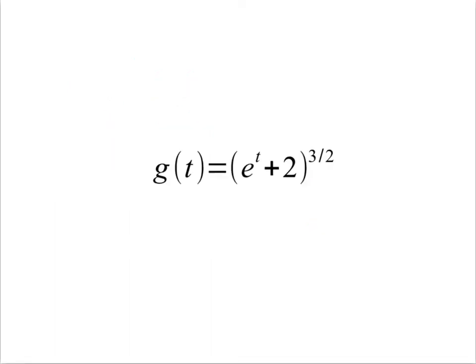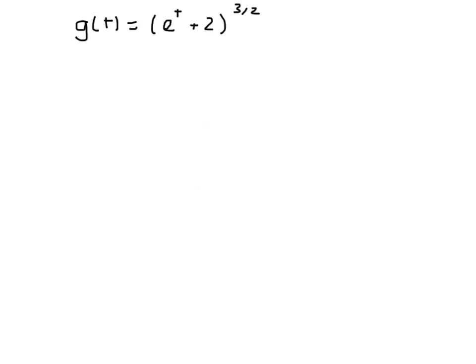This function is a little more interesting. We've composed e to the t plus 2 inside the function u to the 3/2. So let me give myself a little more space and then we'll attack this problem. We're going to need the chain rule on this thing, and there's a couple of different ways to attack the chain rule, but one way is using this u substitution that we've been practicing.